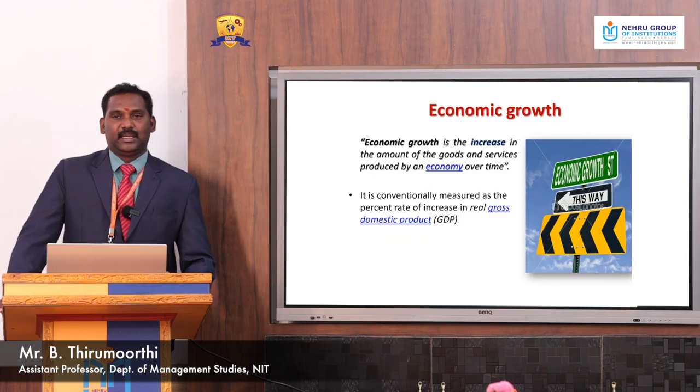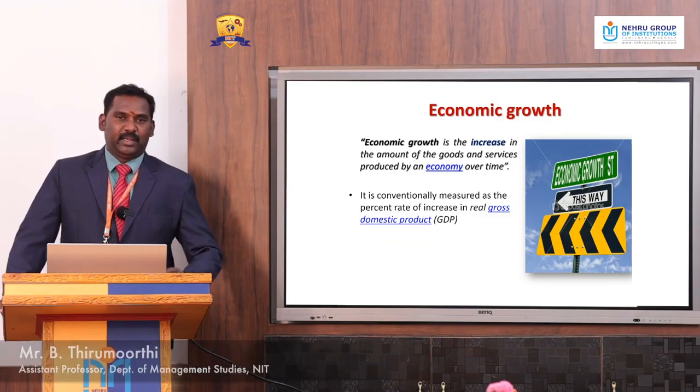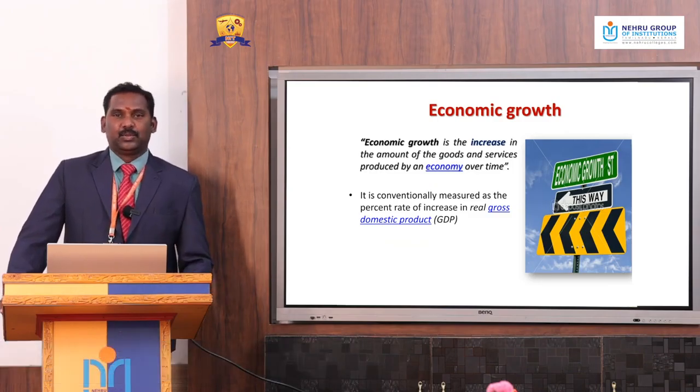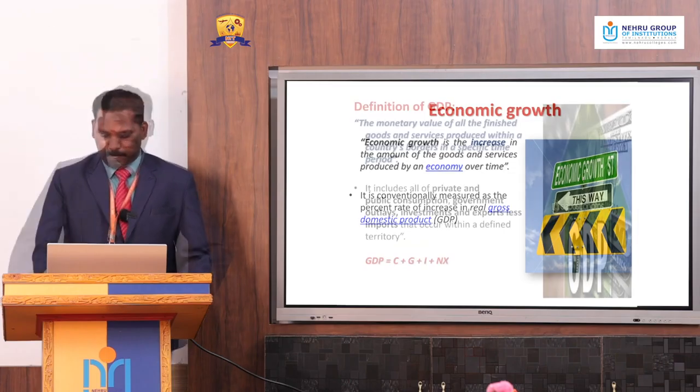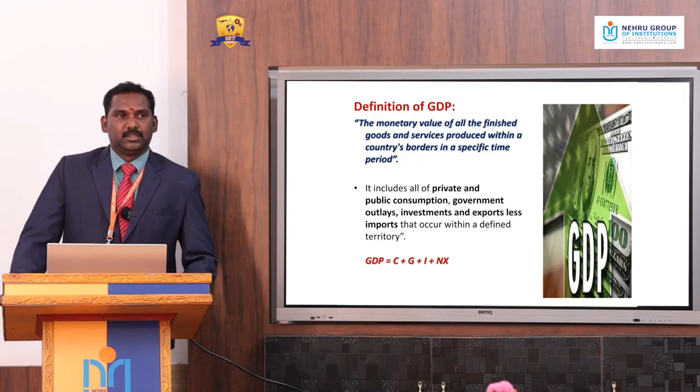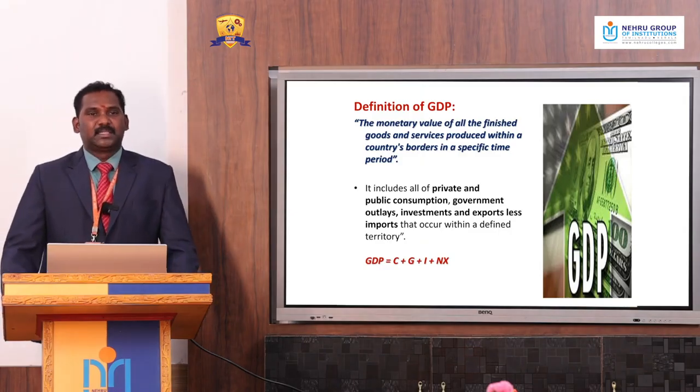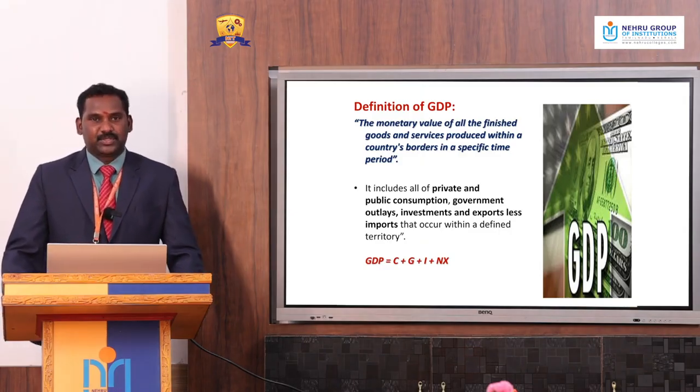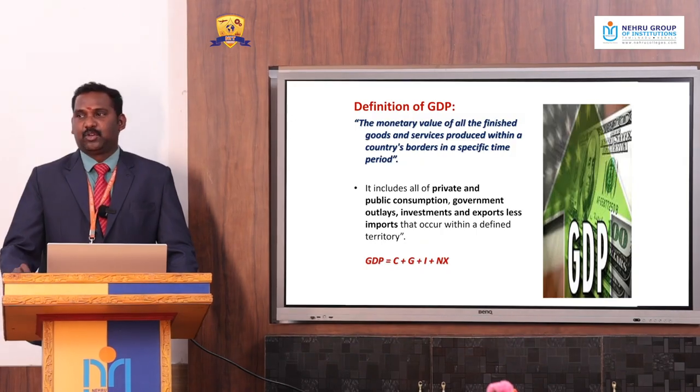Economic growth is the increase in the amount of goods and services produced by an economy over a period of time. Normally, the economic growth of any country is conventionally measured through GDP. GDP is all about gross domestic product. What is meant by GDP? That is gross domestic product.